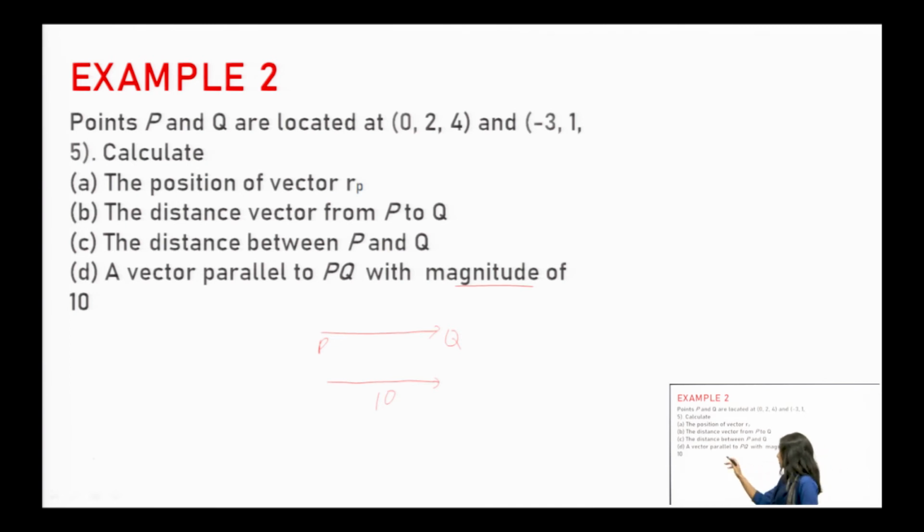And the problem says that the desired vector should be parallel, means the direction of this desired vector will be the same as that of PQ. So for that we need to find the unit vector of PQ, and we know that the unit vector is nothing but the vector divided by the magnitude.